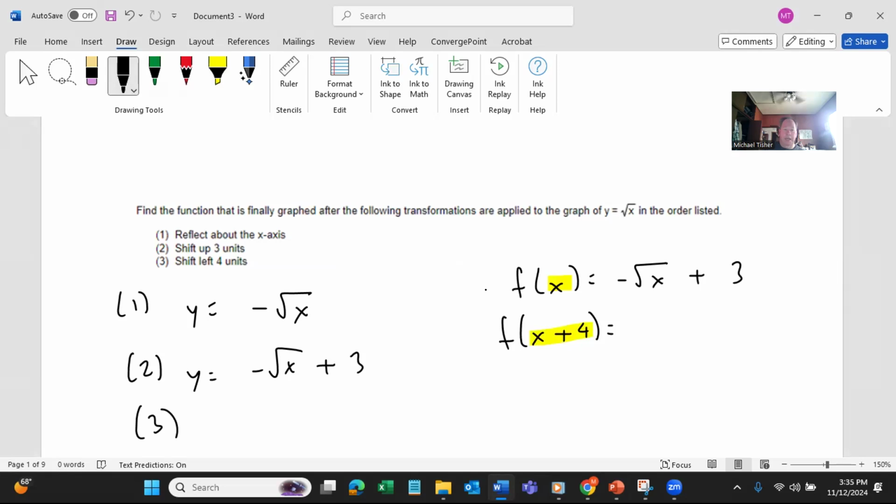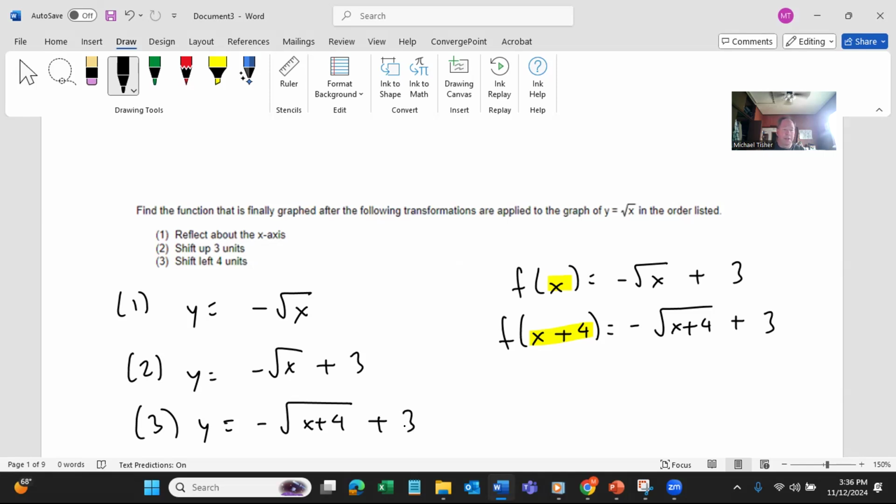So I'll do that on the right-hand side. So negative square root of x, instead of x, I'll have x plus 4, plus 3. Okay, so the plus 3 earlier was on the outside of the function, or in this case, outside of the square root. But in this case, we have x plus 4 shifting to the left. So we have to put the plus 4 not on the outside of the square root, but on the inside of the square root. So that's what it means to be inside the function versus outside the function. So our final answer should be y is equal to negative, x plus 4 all under the square root, plus 3.